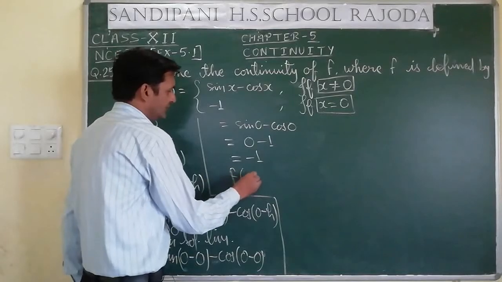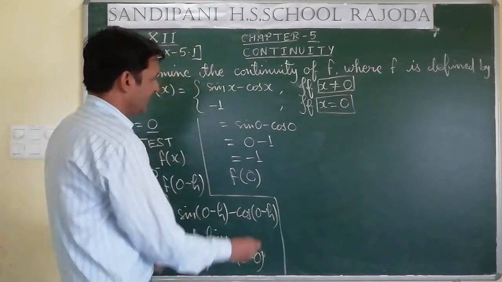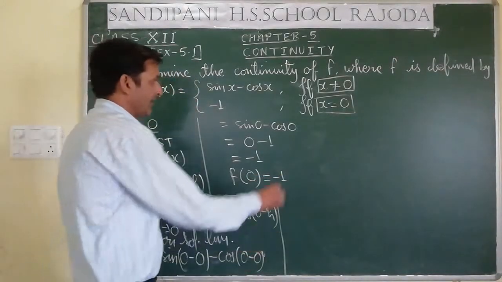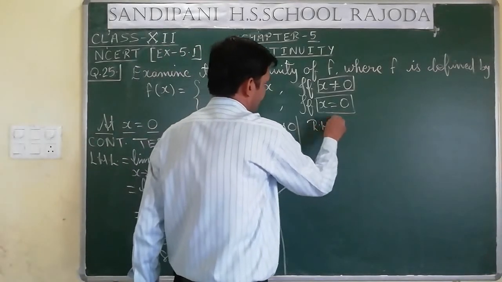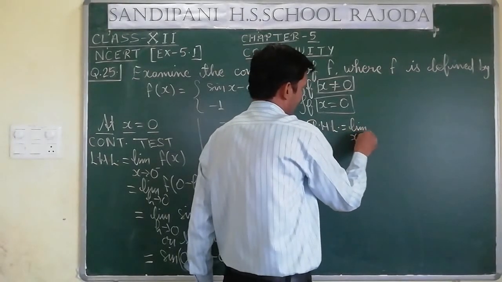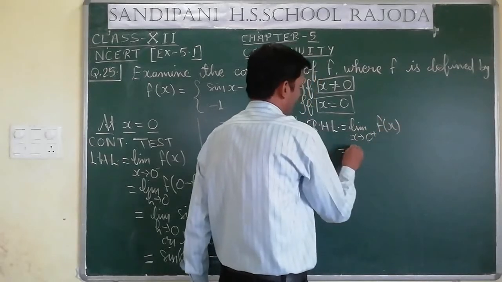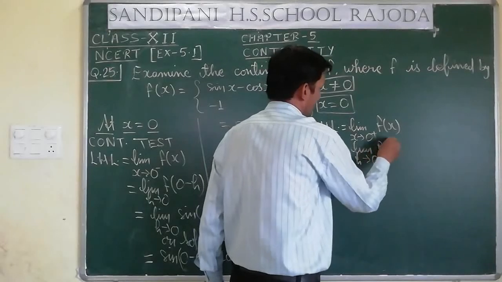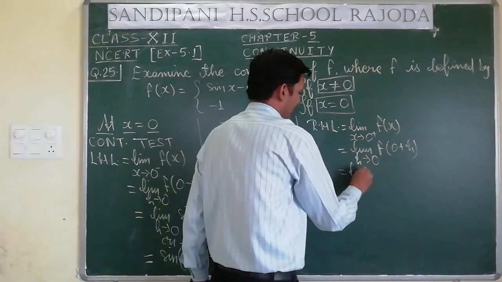F of 0, let us see. At x is equal to 0, it is minus 1 directly. So f of 0 is equal to minus 1. Now we can apply the RHL part. RHL, that is equal to limit x tends to 0 plus f of x. It will be equal to limit h tends to 0, f of 0 plus h.